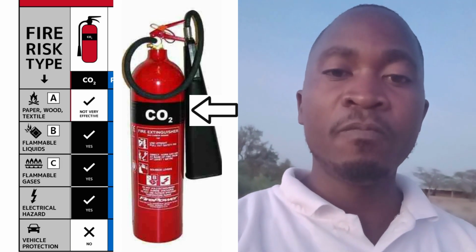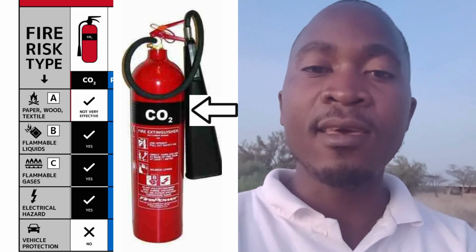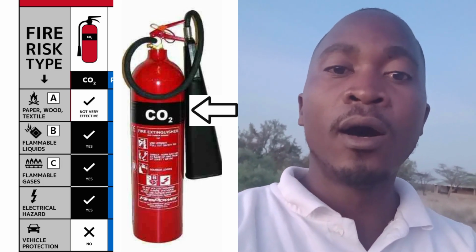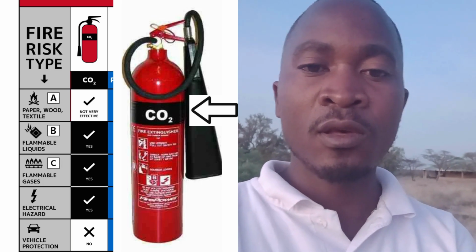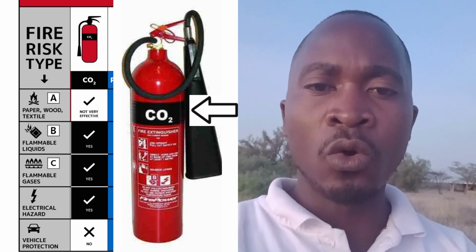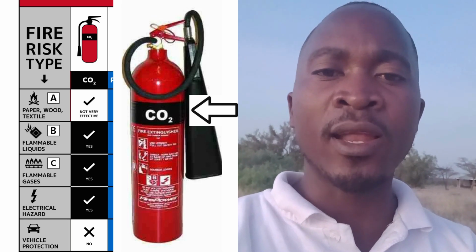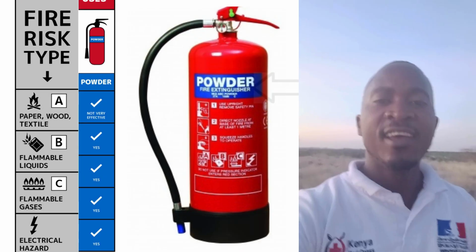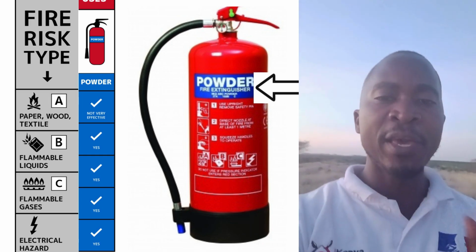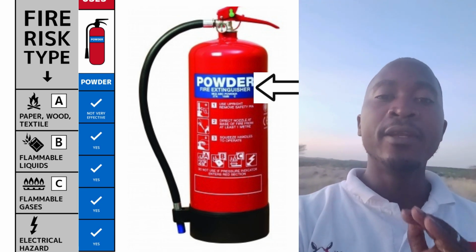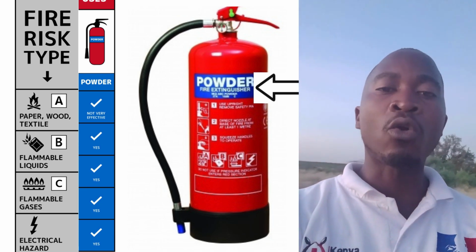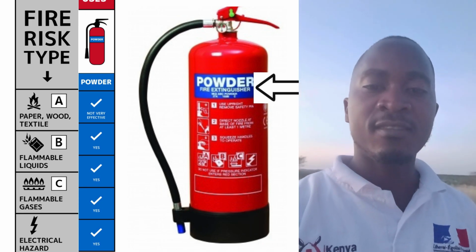Okay, the next is carbon or CO2. This type of fire extinguisher can normally be used for class A, B, C, and also for electrical materials, but it is not advised for vehicles. So take caution, it is not the best that you can have in your vehicle. And the last fire extinguisher is powder. This is recognized by the color code blue, and it is called the universal fire extinguisher because it can be used across all the classes.